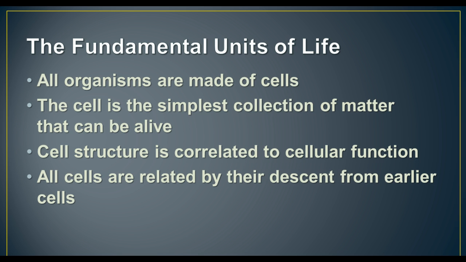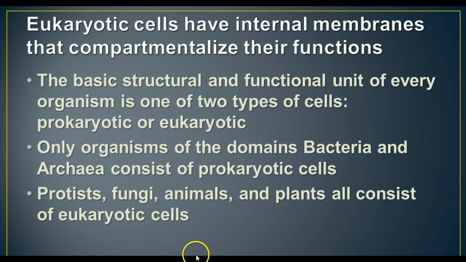Some of them need to be long and skinny, like neurons. Some of them need to be short and fat, like glial cells. They have all different kinds of functions and all different kinds of structures, and so we'll talk some more as time goes on about those different kinds of things. Cells, of course, are all related to each other by their descent from earlier cells. Remember, all cells come from previously existing cells, another important part of cell theory, and we'll continue on talking about that.